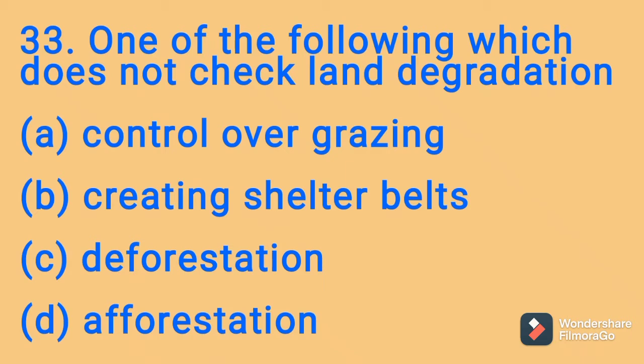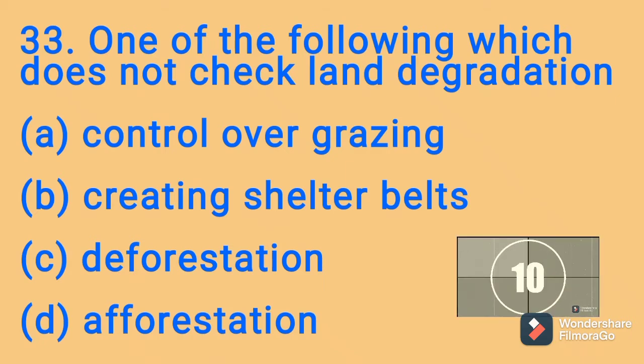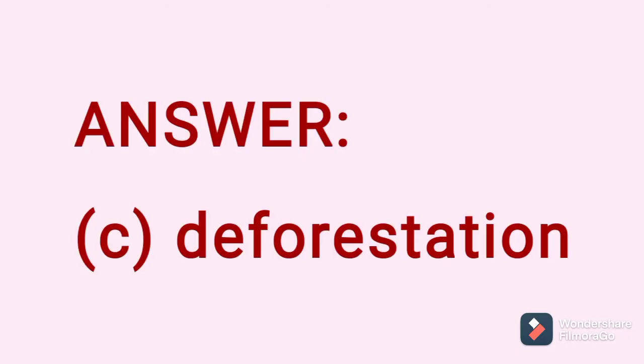33rd question. Which one of the following does not check land degradation? Option A, control on overgrazing. Option B, creating shelter belts. Option C, deforestation. Option D, afforestation. And the answer is option C, deforestation.